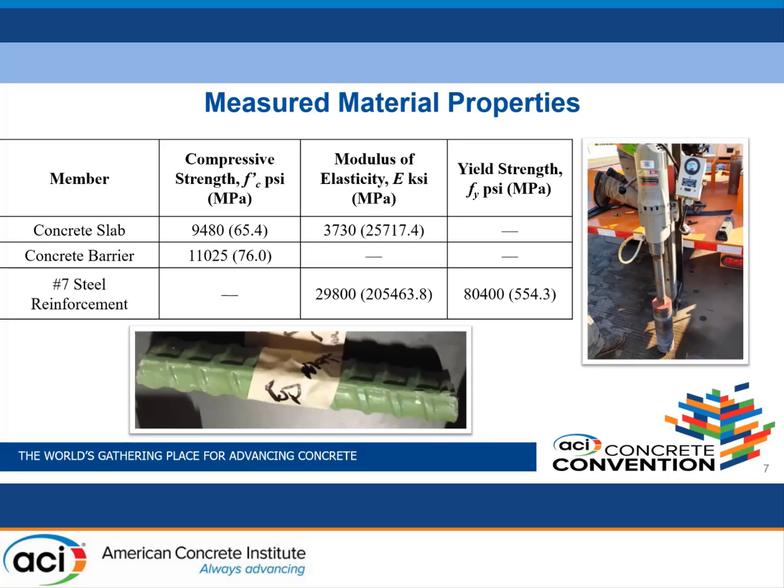We also collected 6-inch diameter cores from the bridge deck, and from these we obtained samples of the steel reinforcing, and we conducted yield tests on those and determined the modulus of elasticity as well as the yield strength. And we saw a value of 29,800 KSI for the modulus of elasticity, which is just over the 29,000 KSI expected value or the design value. And then we saw a yield strength of 80,400 PSI, which is a little bit over the 60,000 PSI design strength for steel reinforcement.